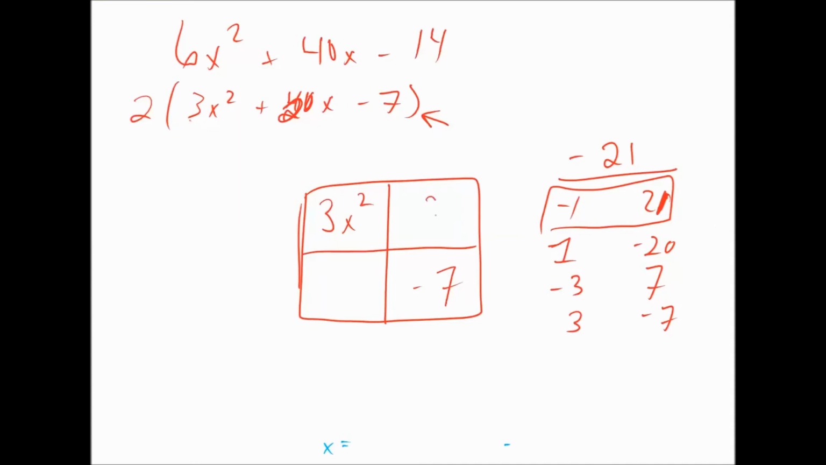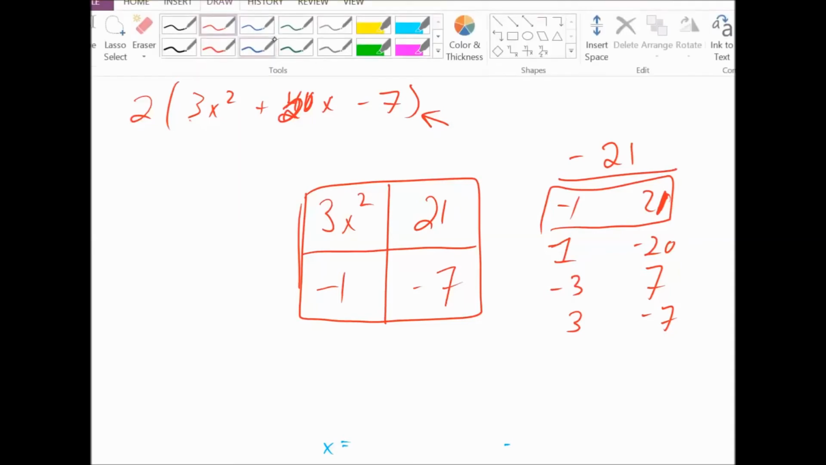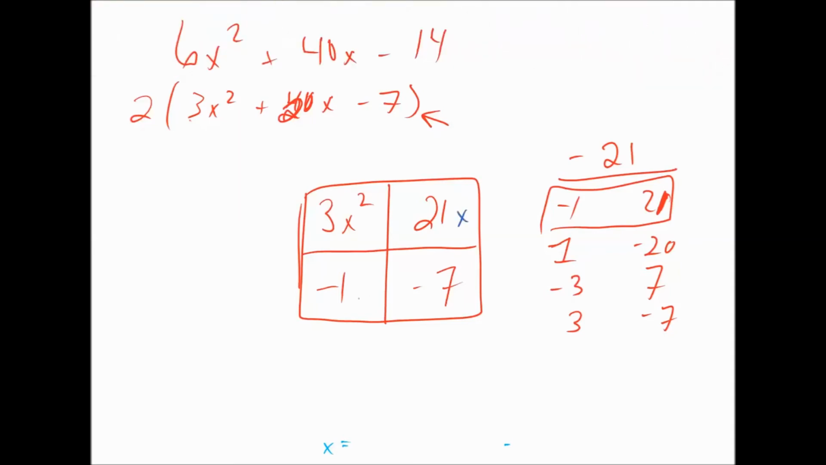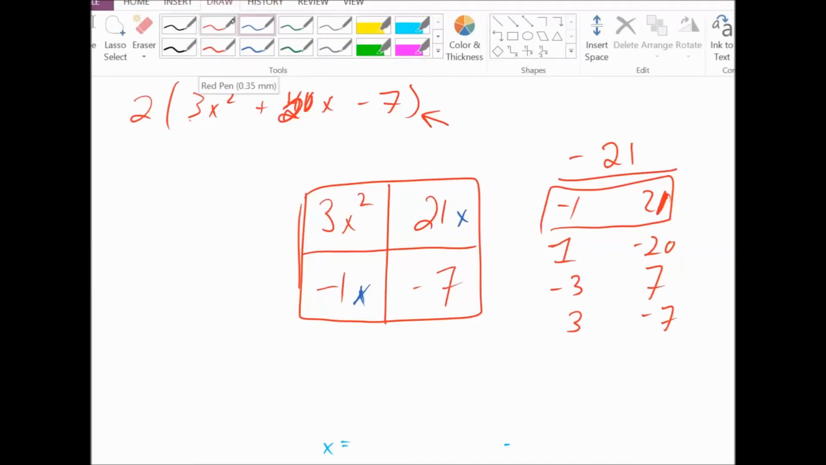I'm going to put 21 and negative 1. But do not forget to include, using this method, I mean it's a good method, but you have to remember to put an x. It's just how this method works. You have to remember to put that x, or else it's not going to work.